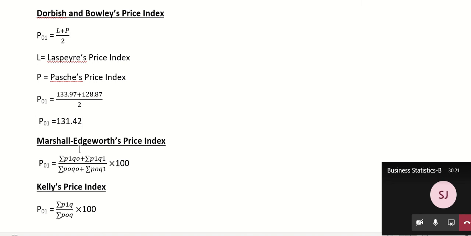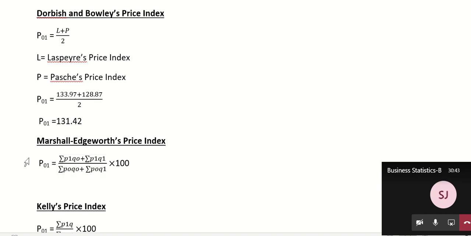Now next is Marshall Edgeworth's price index. So this is the formula for Marshall and Edgeworth's price index. As you can see, the formula is sigma P1 Q0 plus sigma P1 Q1 divided by sigma P0 Q0 plus sigma P0 Q1 into 100. Right? So I'll just check if we have calculated all these values, and then I will directly put these values into the formula.